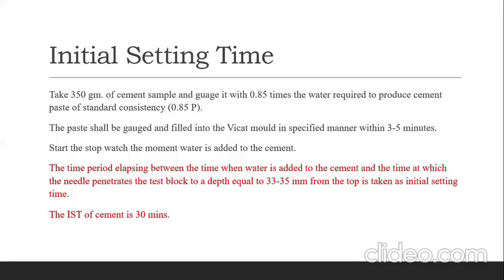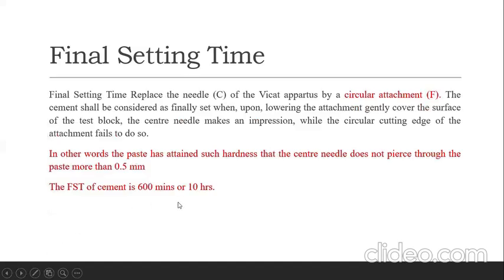Here you will not use any extra water. The water which you have used previously is fixed. The only thing is you are just using the needle to penetrate every 5 minutes. So you have to repeat this experiment until the needle penetrates to 33 to 35 mm. When it reaches 33 to 35 mm, that is the initial setting time of your cement. Generally, the initial setting time of cement is 30 minutes for ordinary Portland cement.